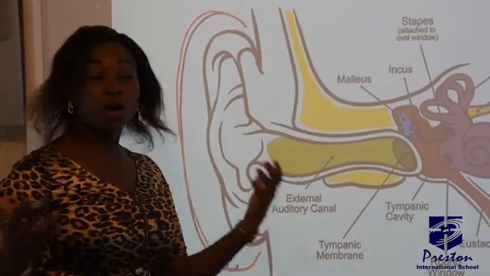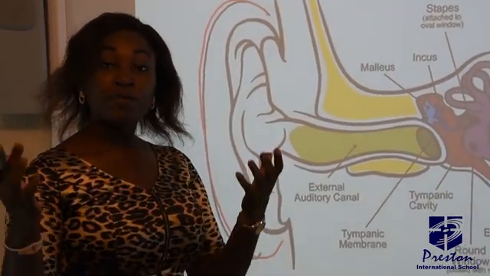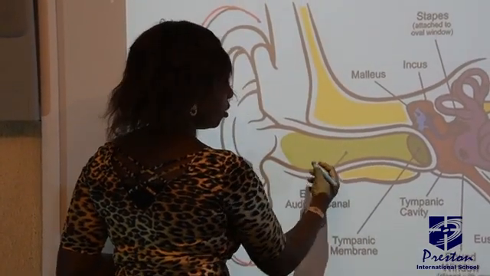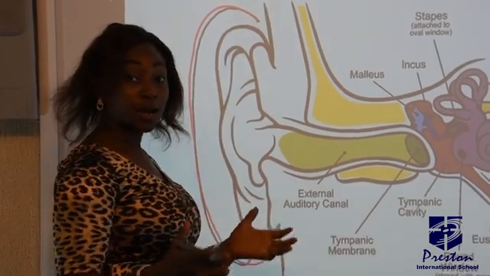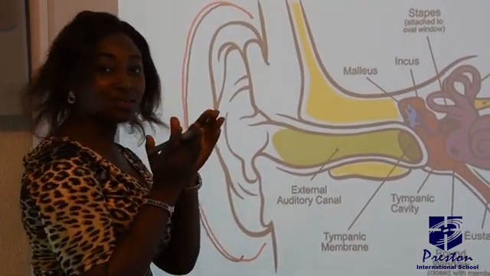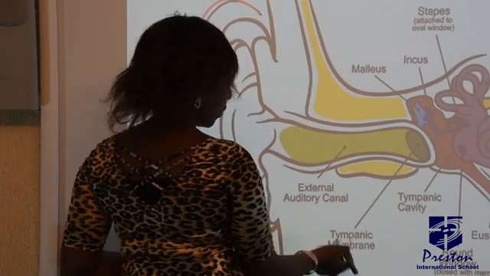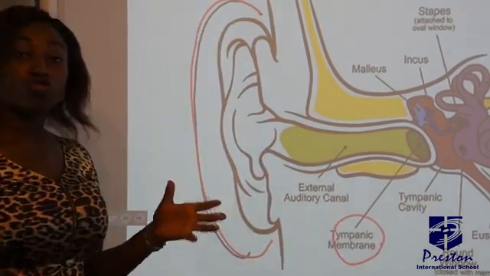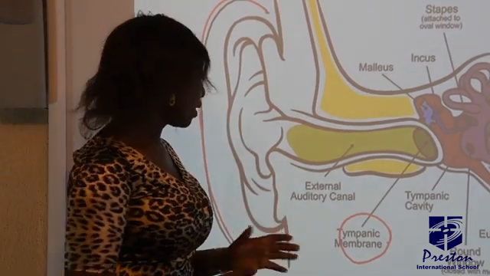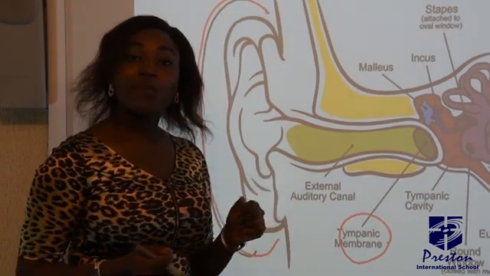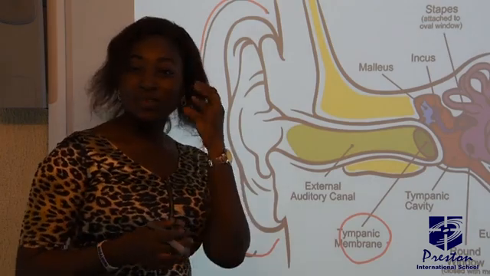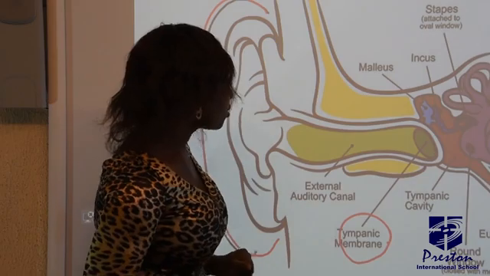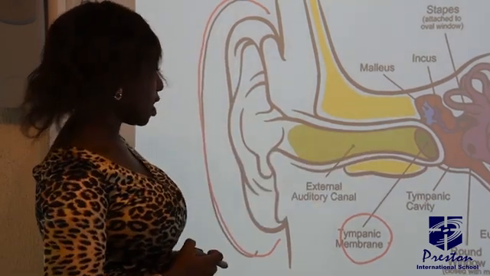This pinna collects sound waves from the environment and takes them into the ear canal, that's the auditory canal, which concentrates these sound waves before passing them into the tympanic membrane, which is also known as the eardrum. That's the tympanic membrane. Now, in the ear canal, we have wax and we have hairs to trap dirt and germs. And now let's continue from where the sound waves get to the eardrum.